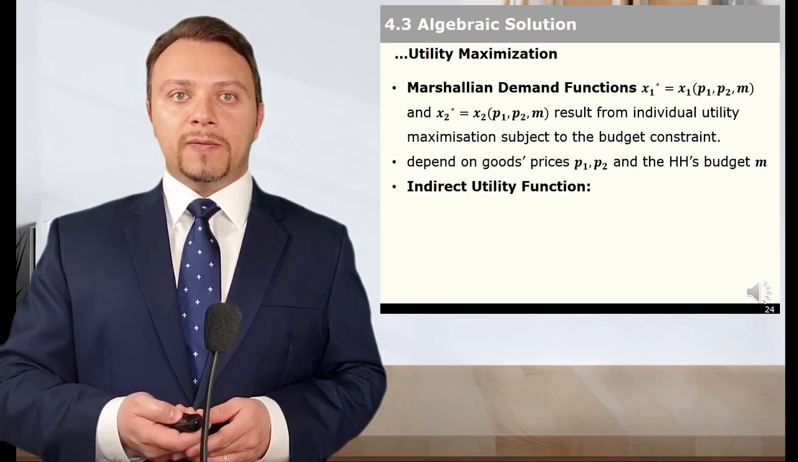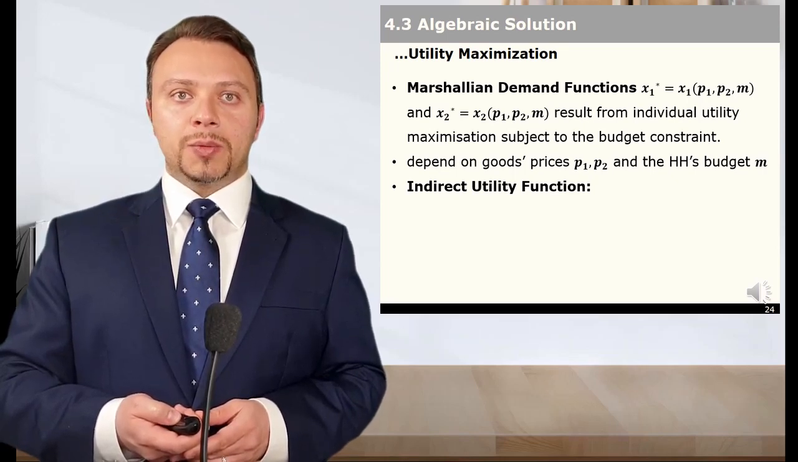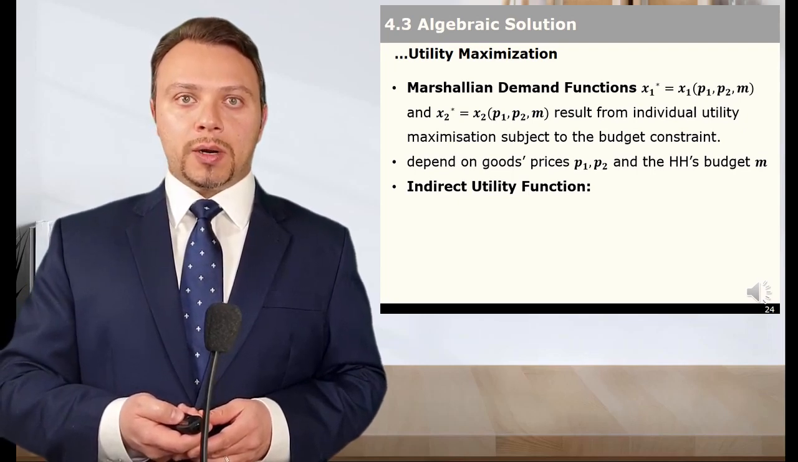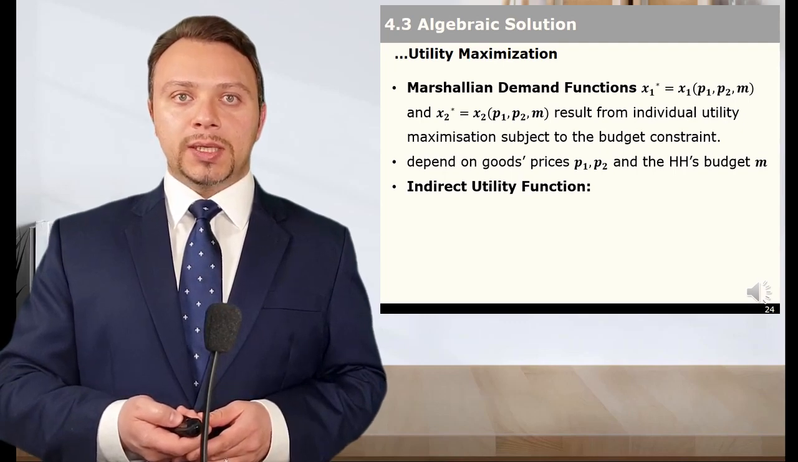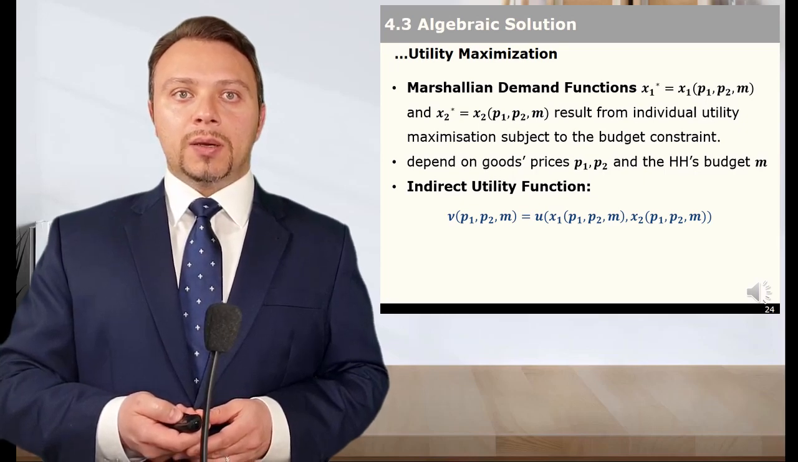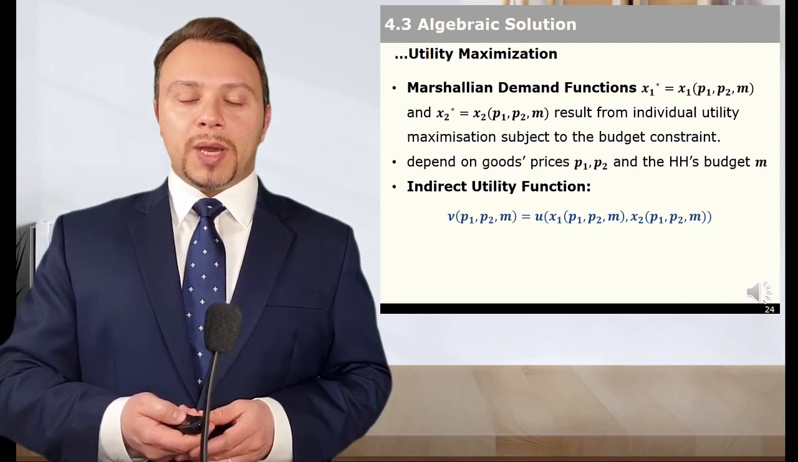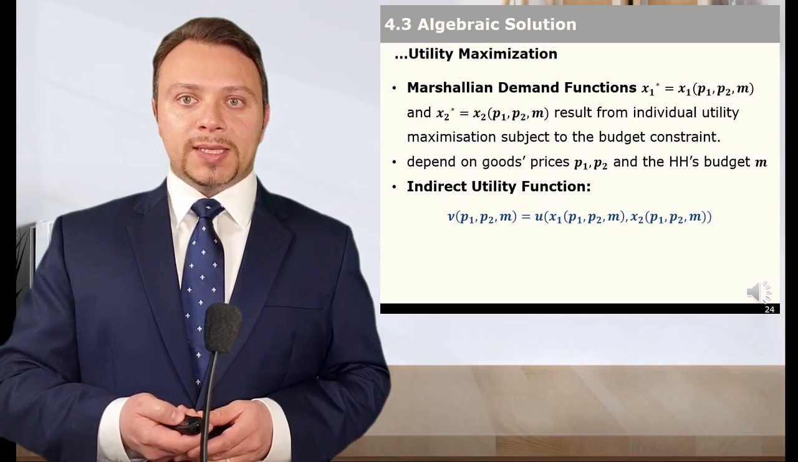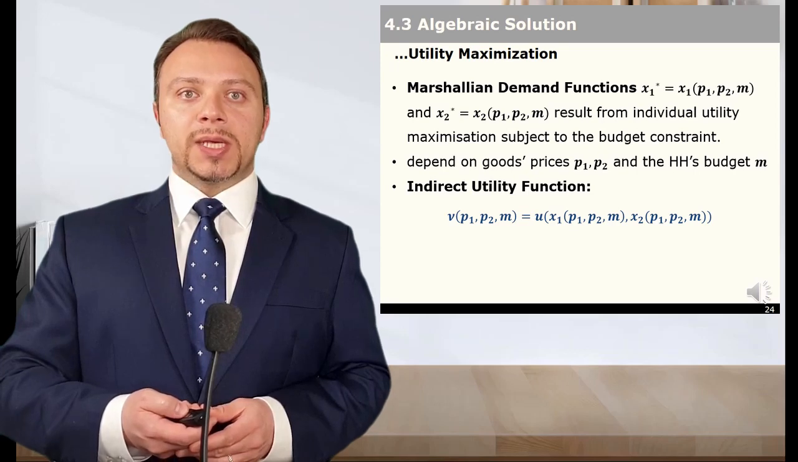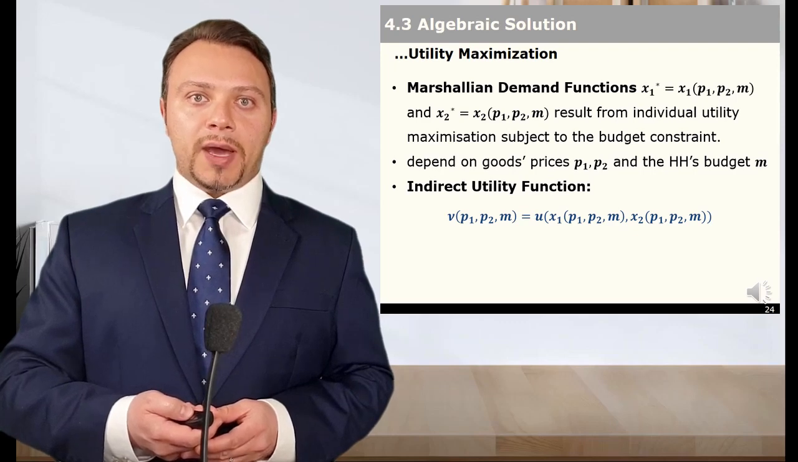Using the Marshallian demand functions, we can construct the so-called indirect utility function. For this purpose, we just take the expressions that we have got for x1 star and x2 star and plug them into our initial utility function. The result will be the indirect utility function, denoted with v here. The indirect utility function will not depend on x1 and x2 anymore, but instead it will only depend on p1, p2, and m, and hence represents the optimal utility depending on the prices and the income of the household.